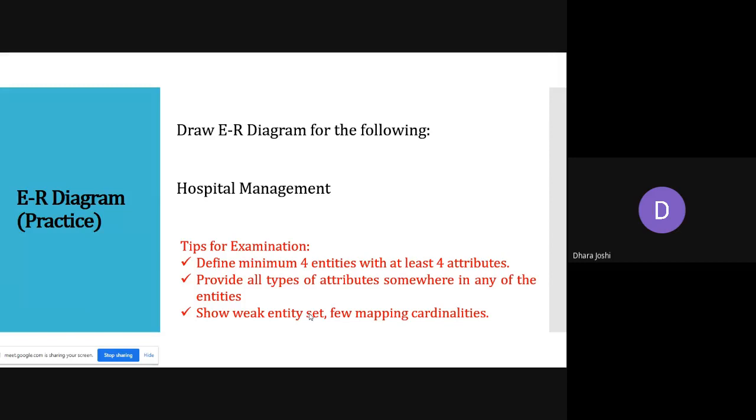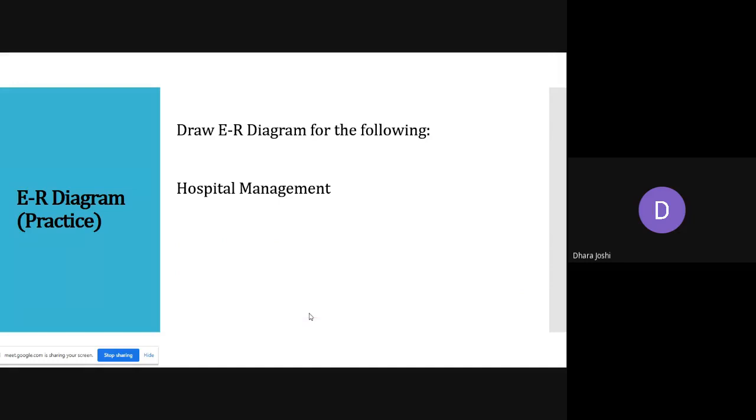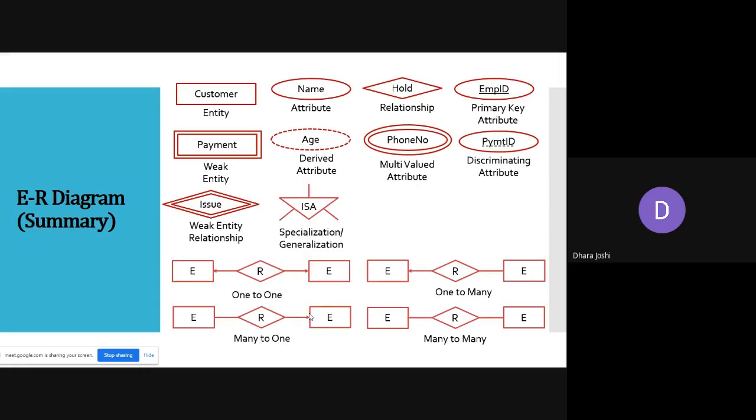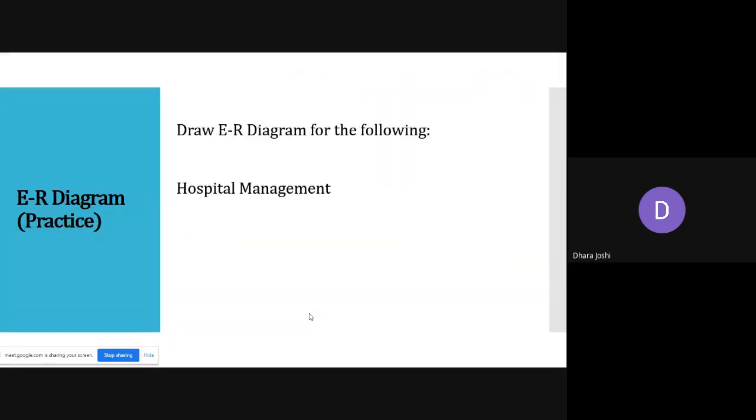We are focusing on more entities, but if you are not able to do it, then a minimum of 4 entities. Provide all types of attributes, like multi-valued and derived attributes, somewhere in any of the entities. Also show a weak entity set and a few mapping cardinalities like one to many, one to one, whatever. So using all the concepts we have studied till now, you are supposed to create a hospital management ER diagram.